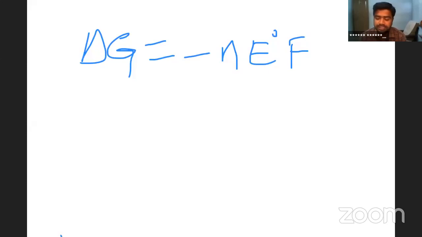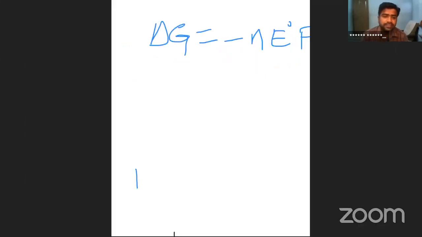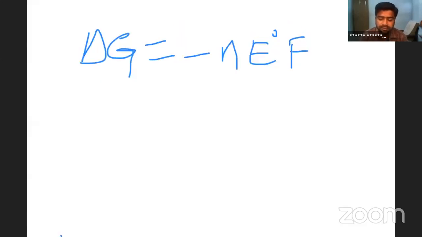What does G stand for? Yes, Gibbs free energy. G stands for Gibbs free energy. It will be explained on the basis of the principle, that is, the electrochemical principle.